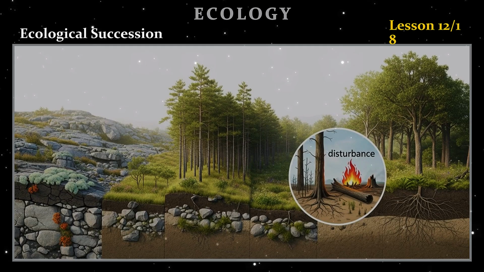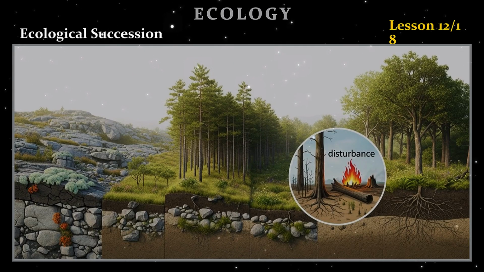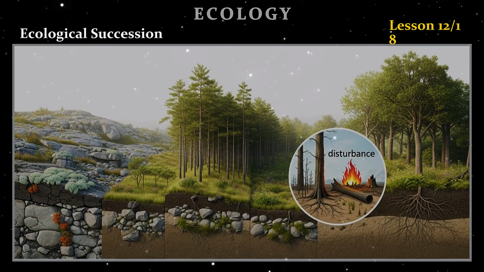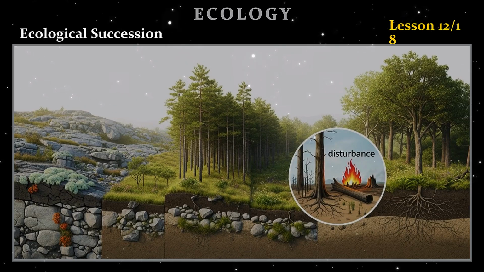You have patches of open grass, patches of young shrubs, and patches of old trees all mixed together. This mosaic supports the highest number of species. The climax is not a static painting, it is a shifting kaleidoscope.